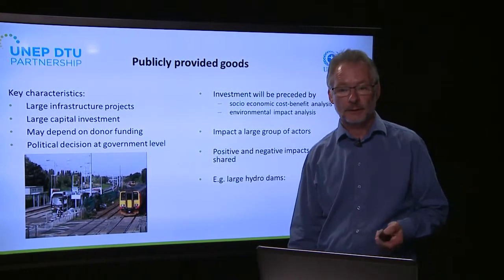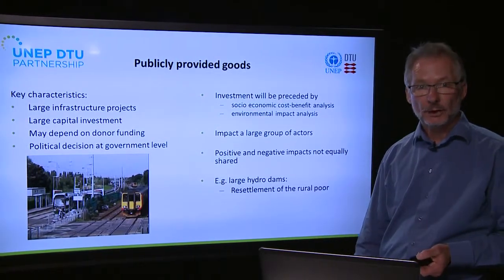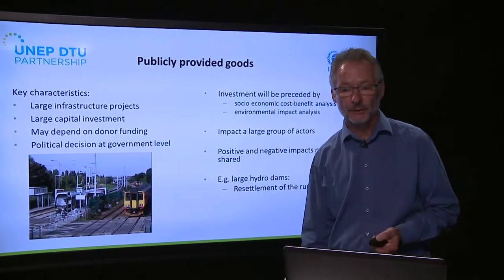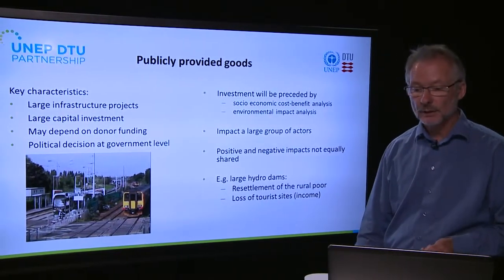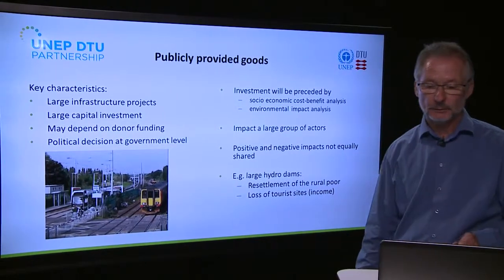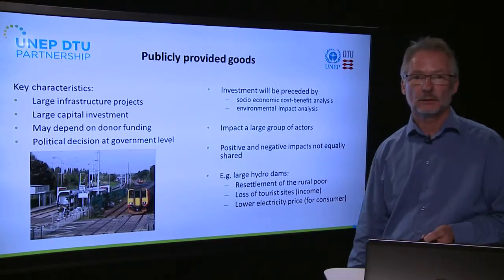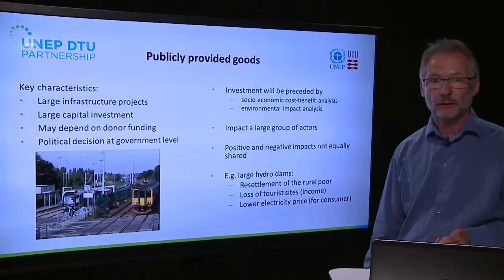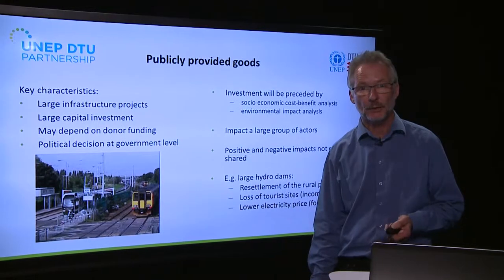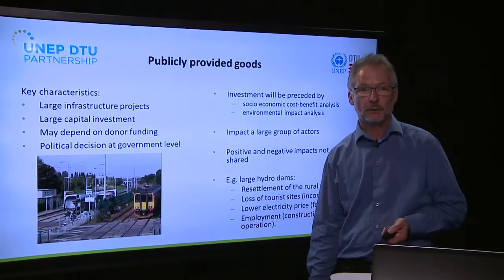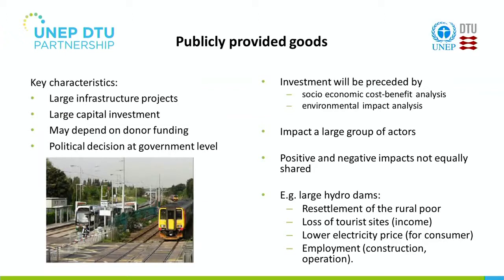To explain that, I will take the example of large hydro dams, where we know that we often see resettlement of especially the poorest groups of the population, the rural poor. We see loss of tourist sites, which will influence the income of another group of people in society, and we find lower electricity prices, which will be to the benefit of the consumers, but mainly the consumers in urban areas or industrial enterprises. And we may find employment effects locally through the construction phase and the operation phase, but maybe also at a more general level in society due to the lower electricity prices.